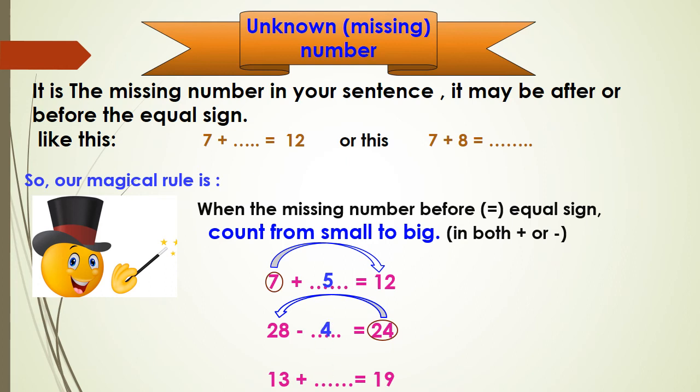The last one, 13 plus what equals 19? Count from small number to big number. Small number here is 13. So we will count from 13 to 19. After 13, 14, 15, 16, 17, 18, 19, and stop. How many fingers do we have? 6. So we will write 6.